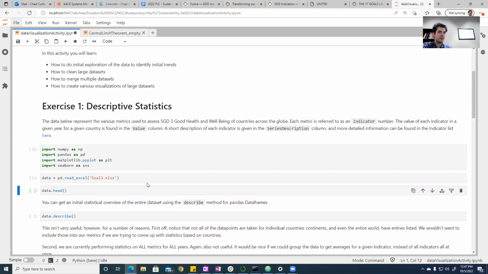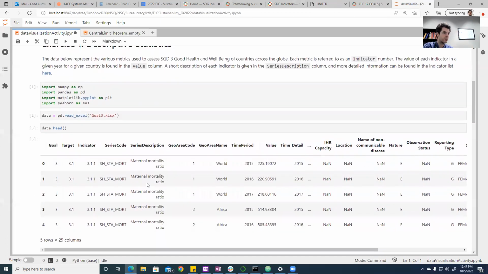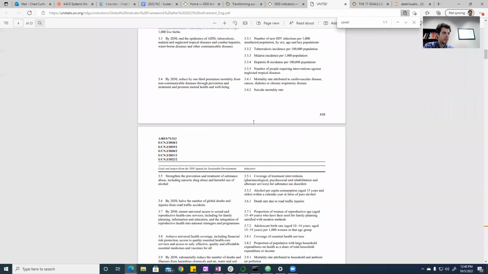After that's done loading, you'll be able to see what this data looks like. We're going to use the data.head function to look at the first 5 rows. You'll see all the columns. Each data point is related to a goal and a sub-goal, what they've called targets. And then the data itself is measured as an indicator. This is telling us we're looking at indicator 3.1.1. You could look those up in the accompanying file.